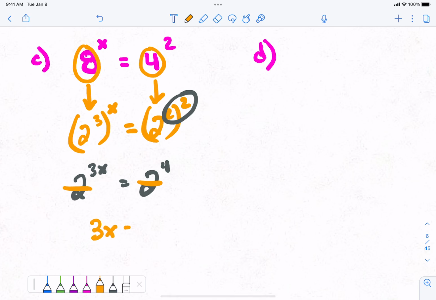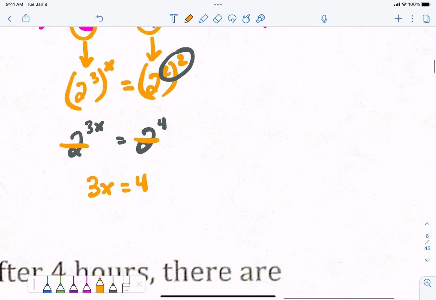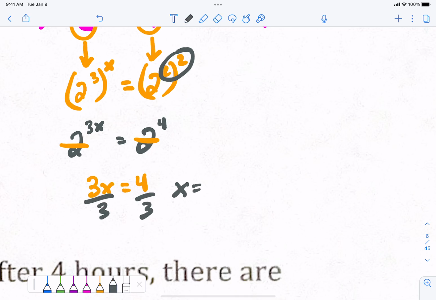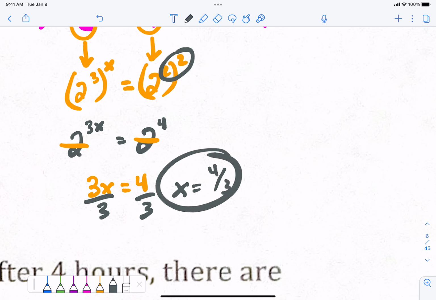So I have 3x equals 4, and then divide the 3 over. Ooh, I made a mess. Here we go. Divide the 3, and 4 doesn't divide 3 nicely, so we'll just say 4 over 3 and call it a day. Good? Does that make sense?